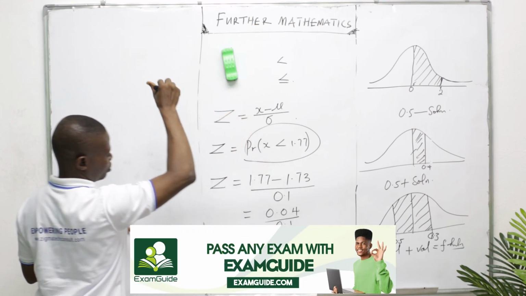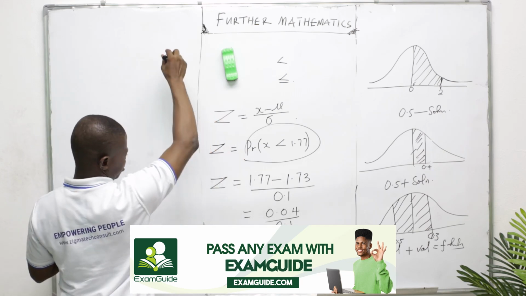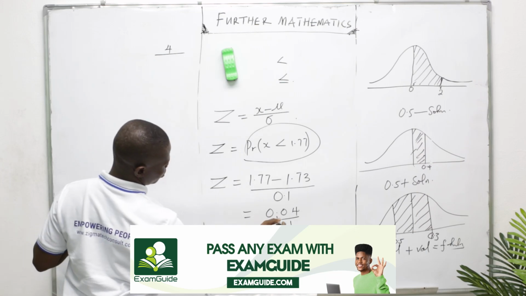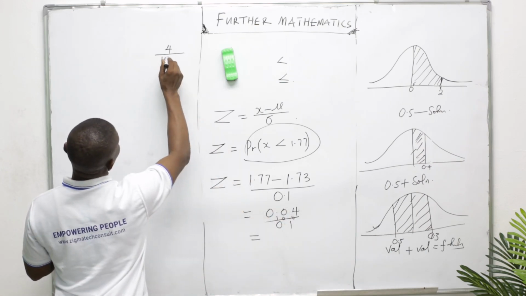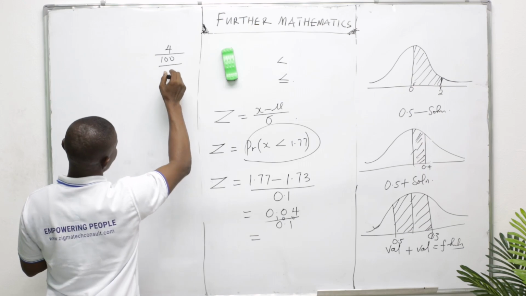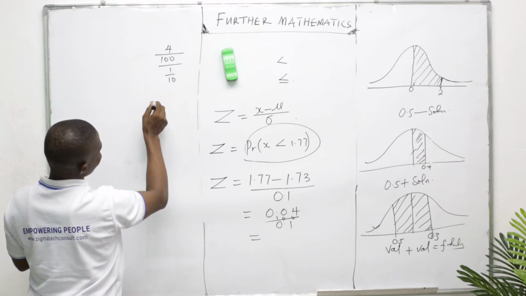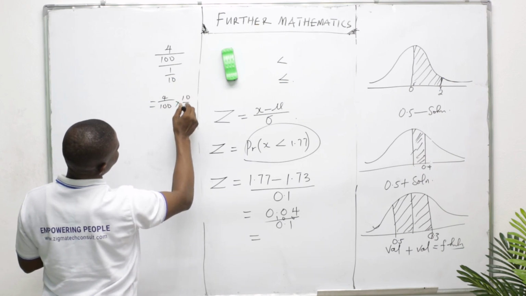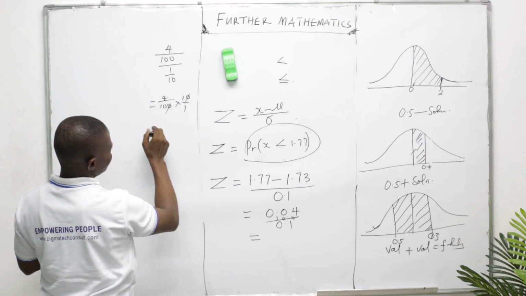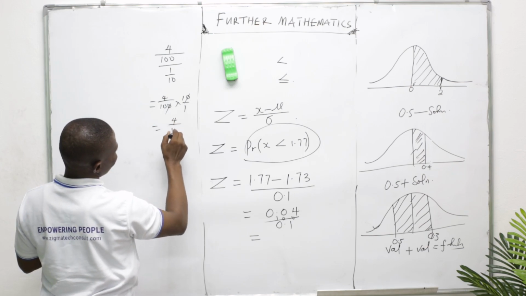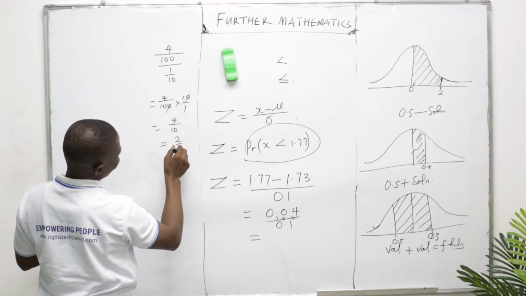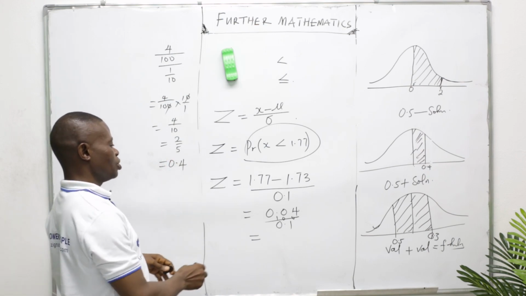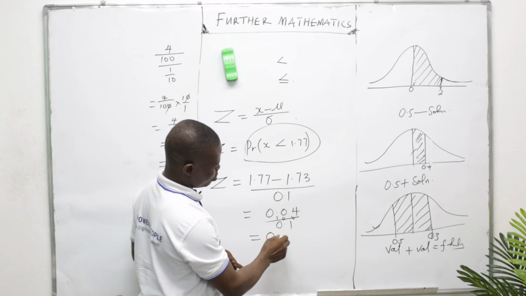Okay, let's convert this to 4 all over 100 divided by 1 all over 10. This will give us 4 all over 100 times 10 all over 1. This is 4 over 10. This is 2 over 5. This is 0.4. Good. So the solution is what?